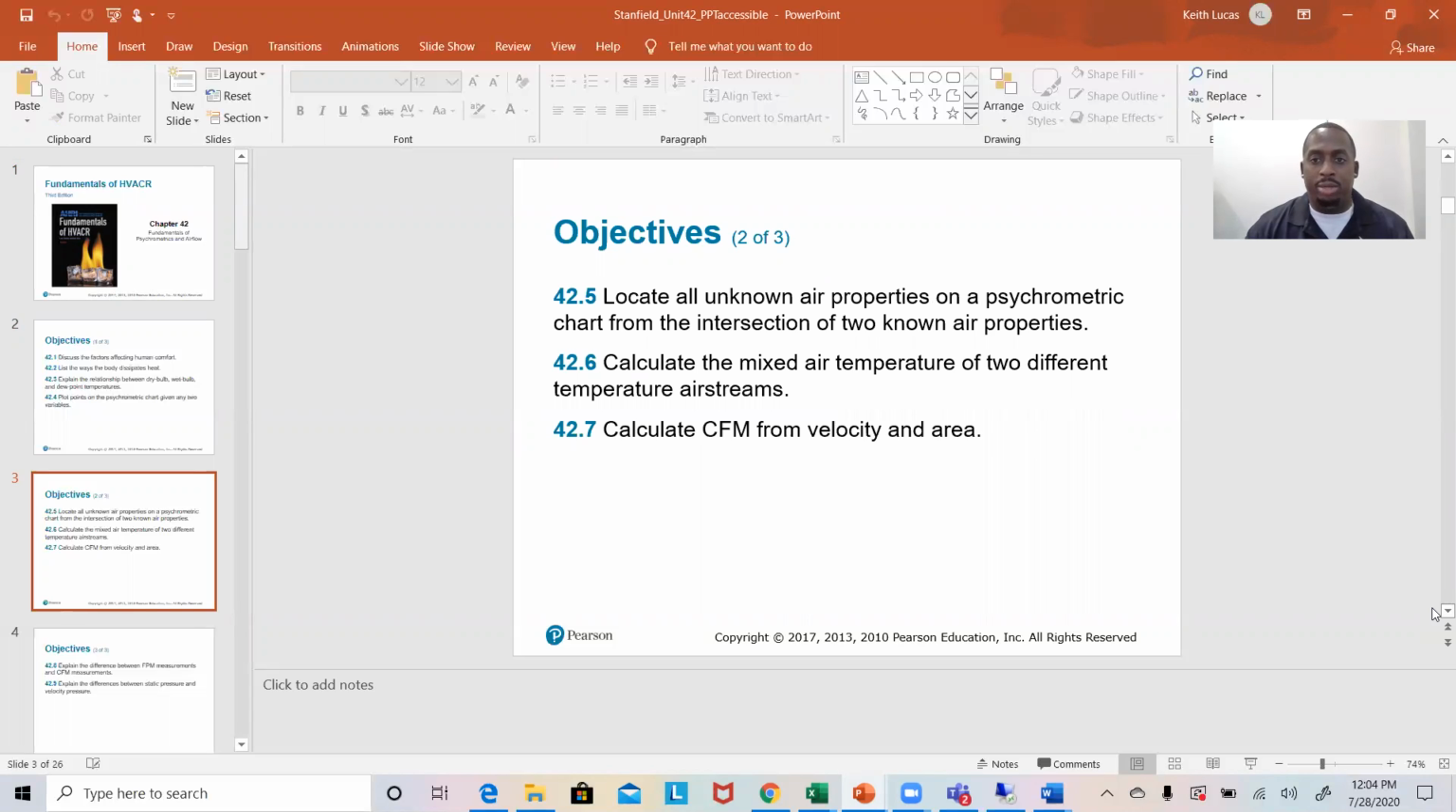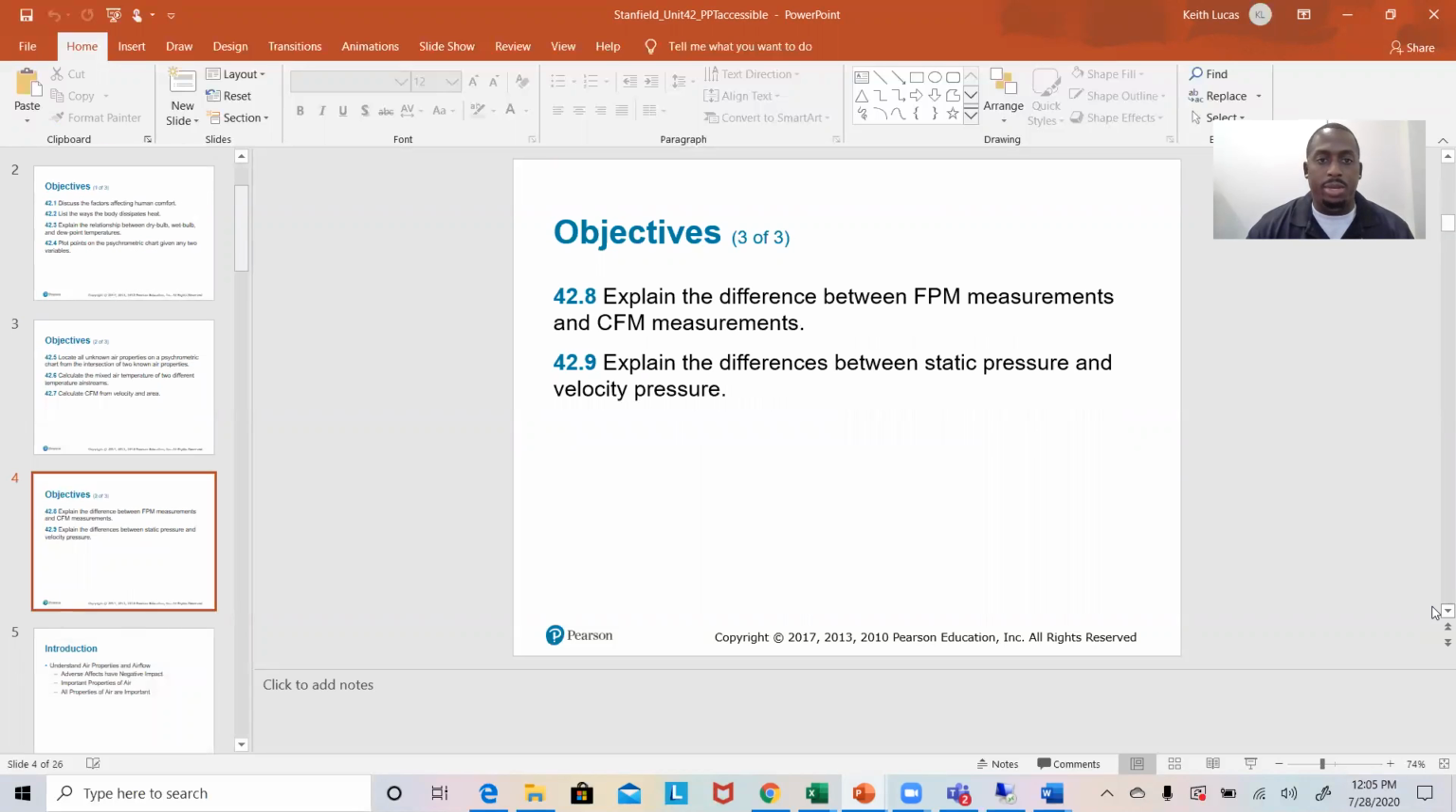Calculate the mixed air temperature of two different temperature airstreams. Calculate CFM from velocity and area. Explain the difference between FPM, which is feet per minute, and CFM, which is cubic feet per minute, measurements. And explain the difference between static pressure and velocity pressure.